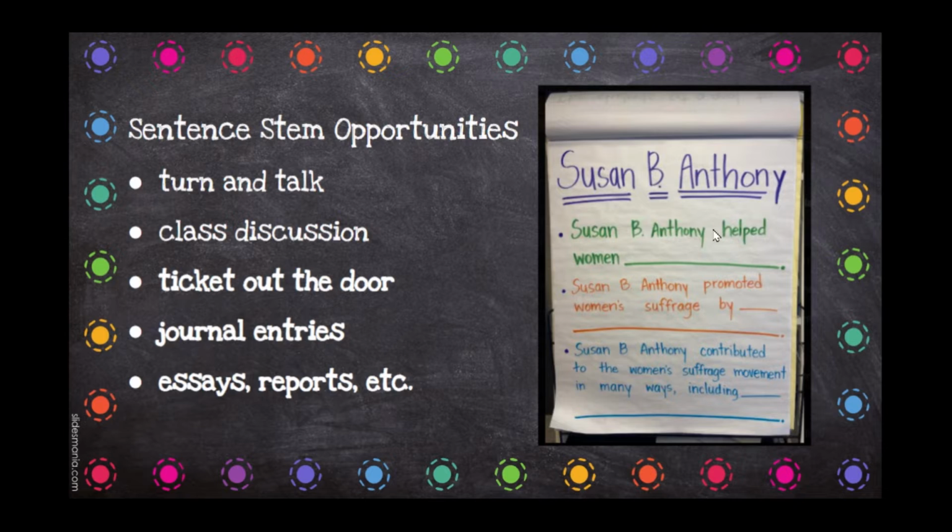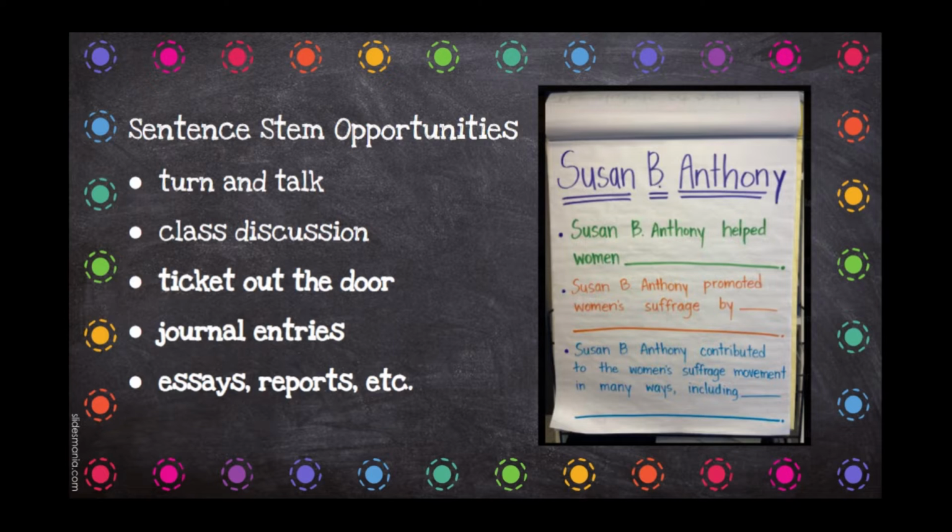An emerging student may be able to show what he's learning using the green sentence, Susan B. Anthony helped women blank. Whereas a developing student is ready for more vocabulary. So we insert the vocabulary into the sentence stem to know that the children are using the vocabulary in their writing. Susan B. Anthony promoted women's suffrage by blank.